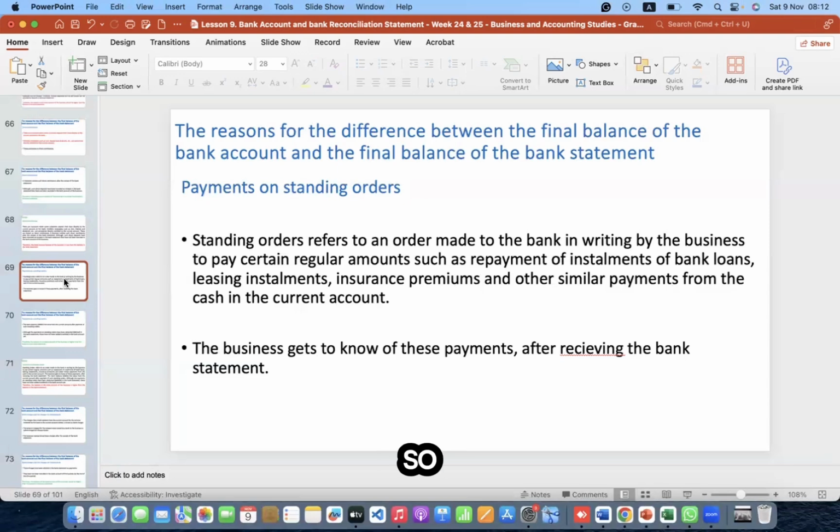And once you gave that, the bank is automatically making the payments. So you don't have to go to the bank and instruct the bank to make the payment. Rather, payments are automatically processed. Then you will know these things only after you receive the bank statement.